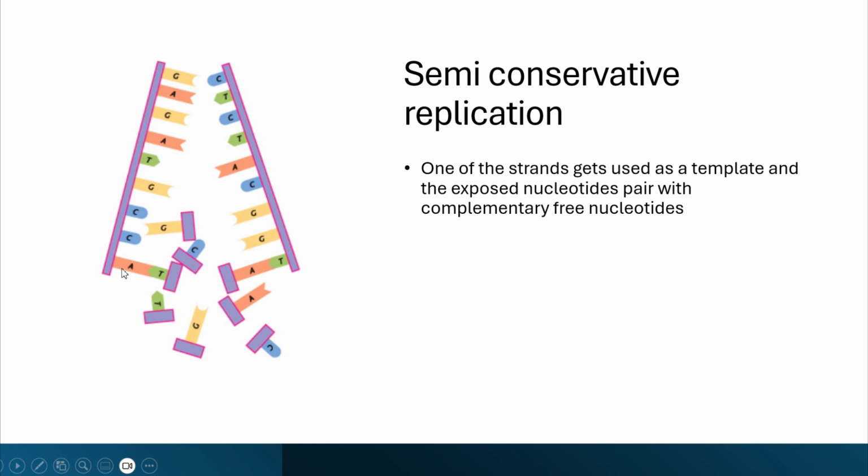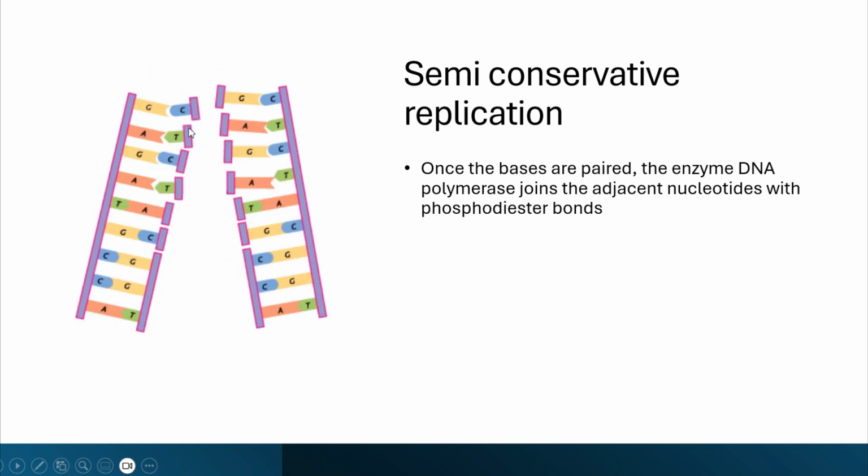So one of these strands acts as a template. And the free nucleotides, these are not nucleotides that are falling out, by the way. These are two strands that have been separated, and nucleotides are coming in now and bonding to the nucleotides on each side. Do you see that?